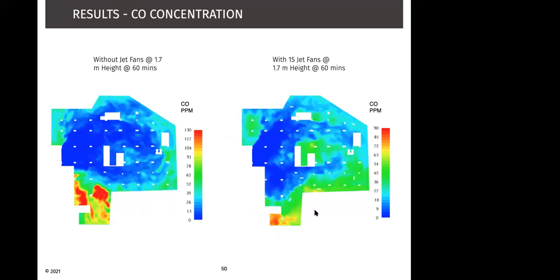And by 60 minutes, this is still unsteady, this is still unstable, and the CO is still building up in this area, whereas this area has completely stabilized, and the CO around the system is within our required acceptance criteria. So what we consider as acceptance criteria is 35 ppm average for a 1 hour exposure with a peak of 120 ppm.